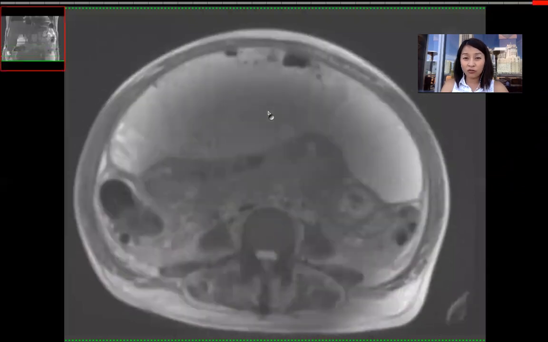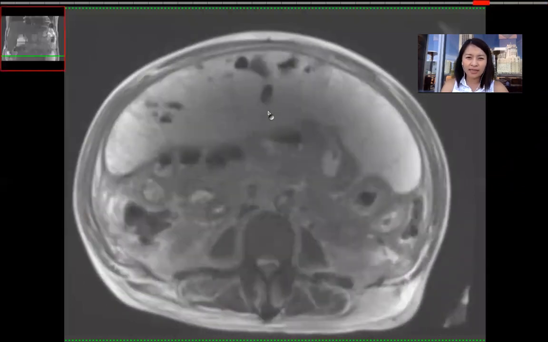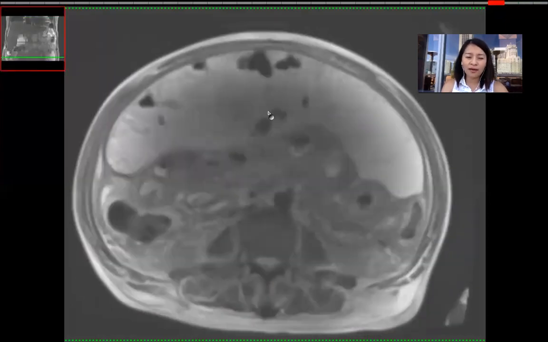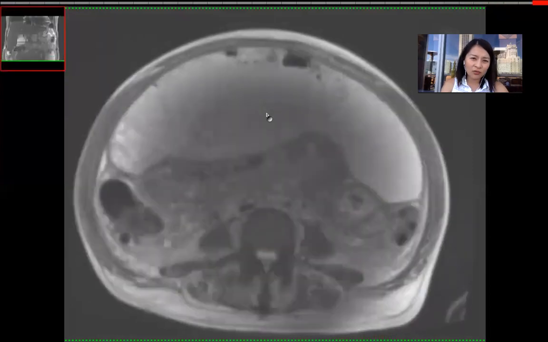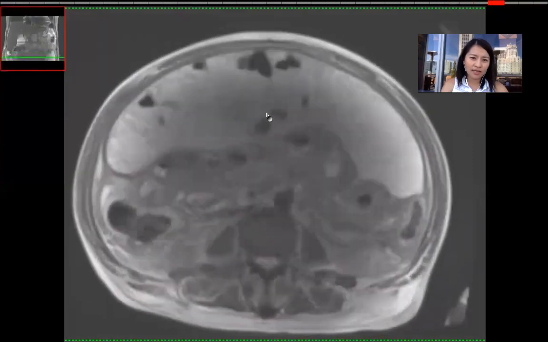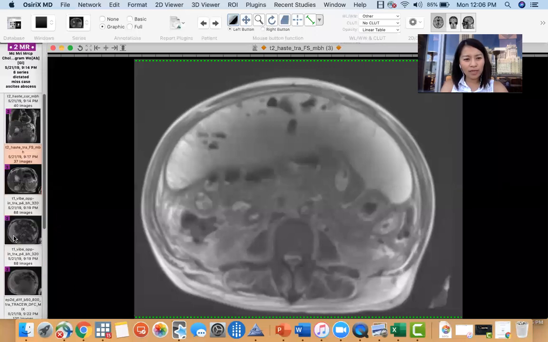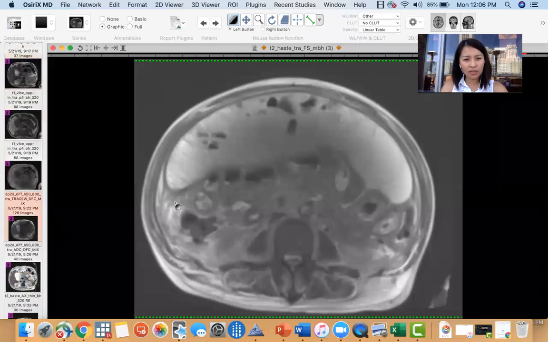So things that are T2 dark on MRI, we classically think about are calcifications. That's why stones are bad to visualize on MR. But the other thing that is T2 dark is actually air. So these are air bubbles that are within the ascites. And I'm going to point out another sequence to you that I think is important to look at.